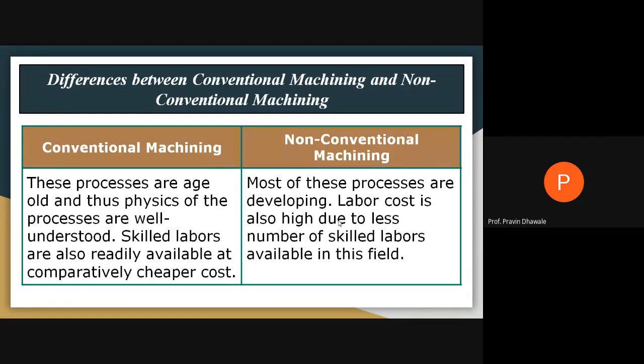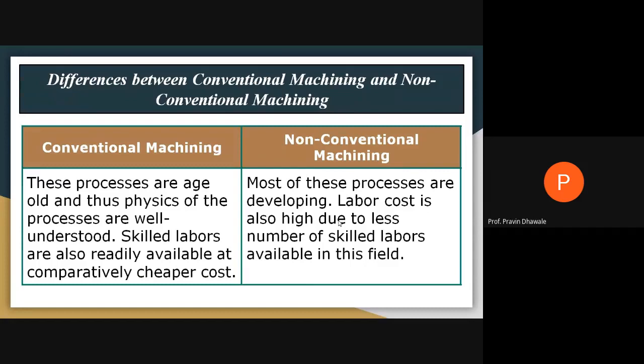These are well-known terms for all of us, and we know the material is removed because of the action of shear force, shear deformation, and that shear deformation occurs as we press the tool against the rotating workpiece. That means the concept is well known, or we can say that process is well understood. So skilled labor is also readily available and comparatively low cost.